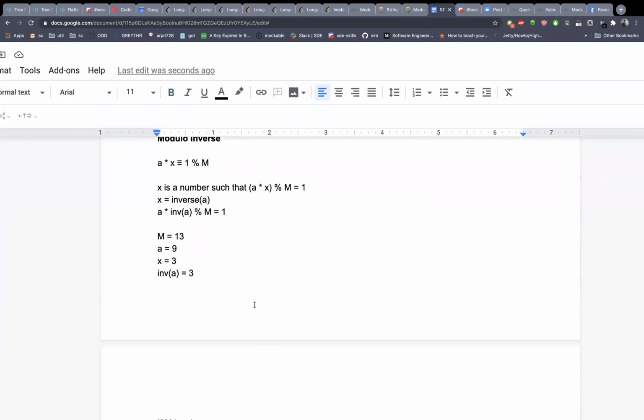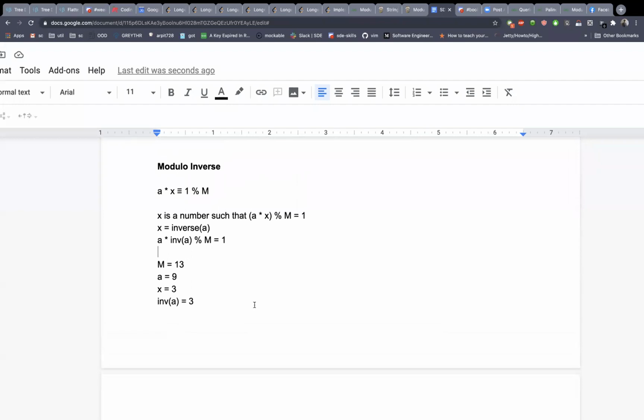How do we find the inverse of a? What is the equation to find the inverse of a? Sorry, I didn't get you. 1 divided by a and multiply. His question is what is the equation for finding x, given a and m? How to find x?